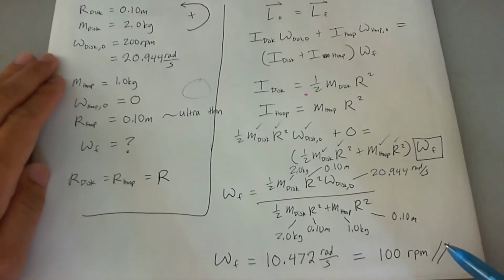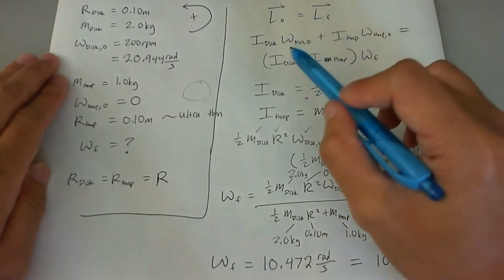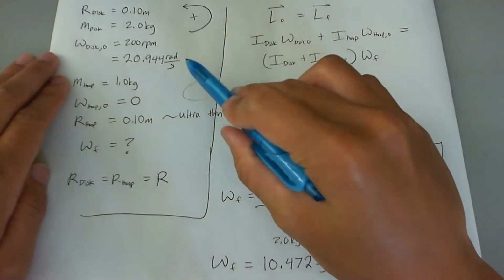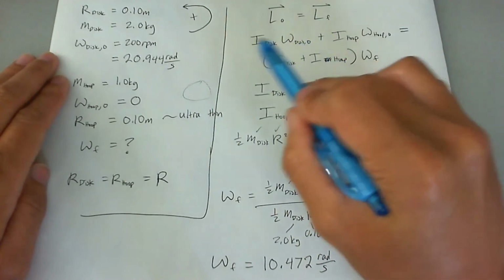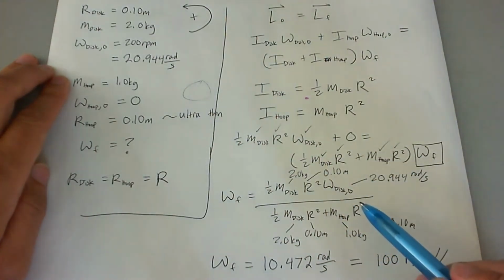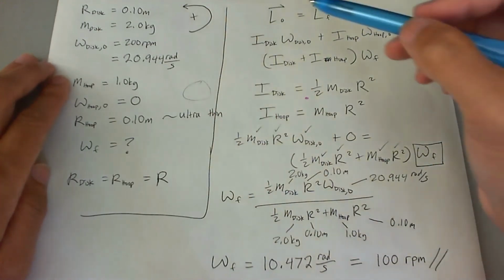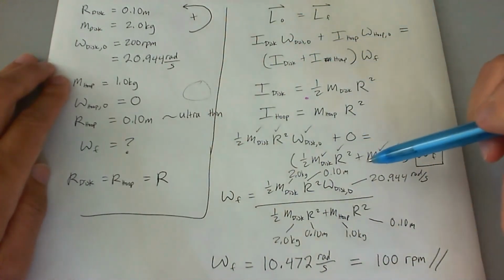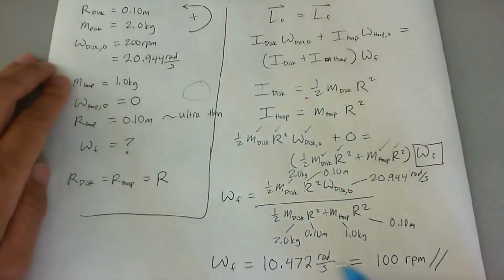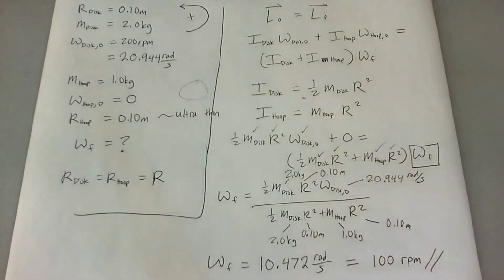Now if you want to take a shortcut, it's totally fine. Instead of getting the omega of the disk in terms of radians per second, you can keep it as RPM and you would get straight to this answer instead of going through all the conversion steps. That's totally fine as long as you keep track of all the units and make sure that they work out at the end. You'll eventually get RPMs. So this is the final angular velocity of both the disk and the hoop.